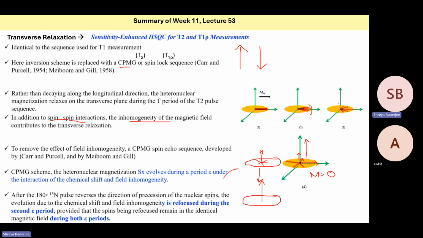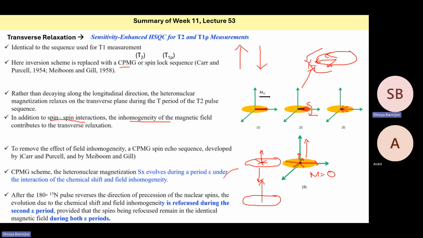So imagine the spins are spreading out like this, in these directions. From here, if you imagine an inversion, now the spins are like this, but now they will be coming together.